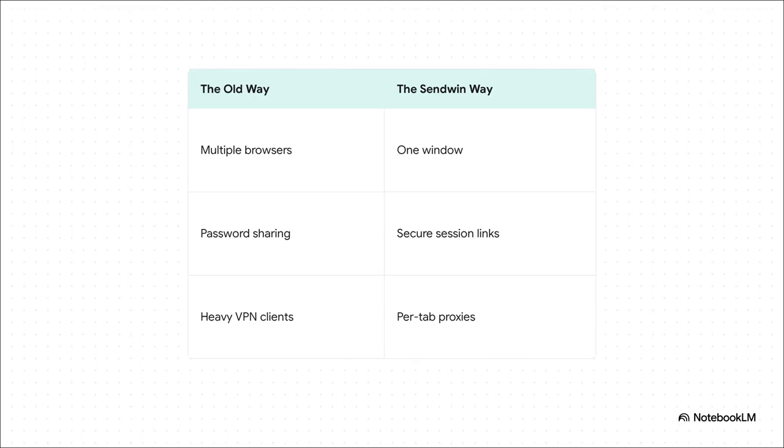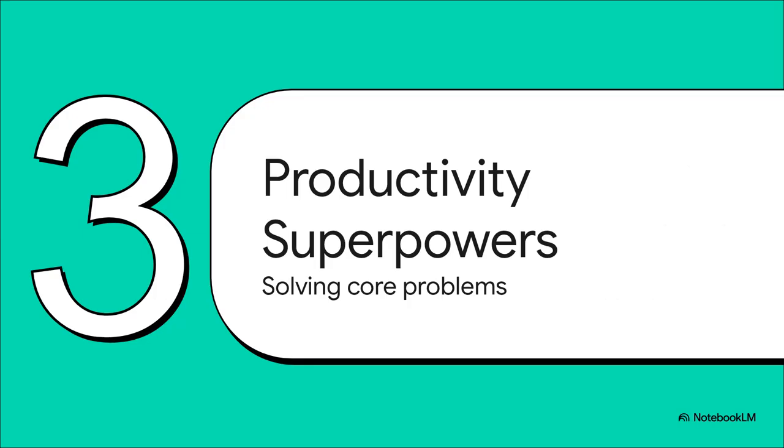And when you put them side by side, the difference is just night and day. The old way is chaos. Different browsers, messy password sheets, clunky VPNs that slow everything down. The Sendwin way is just clean. It's one window, secure session links instead of passwords, and lightweight proxies for each specific tab you need. So how does this actually give you back your time and, let's be honest, your sanity? Let's break down the superpowers that directly attack those bottlenecks we talked about at the beginning.